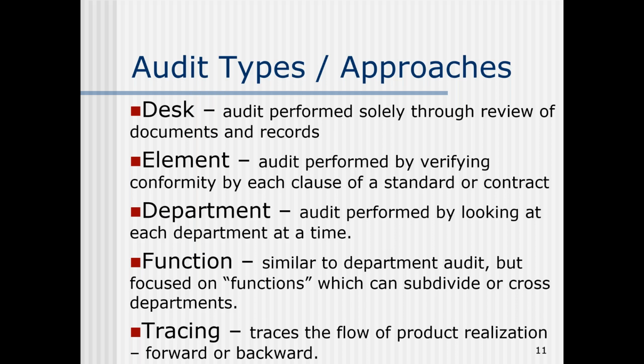Element audits take a standard or contract or other specification and step line by line through that document. How is the organization fulfilling those requirements? A department audit looks at doing the audits in terms of going into each department. We'll go to sales, we go to engineering, go to production, see what they're doing.